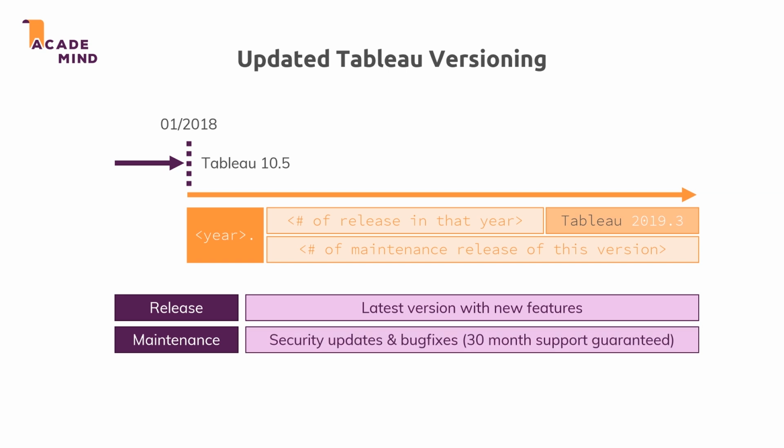A maintenance release is a bit different. Maintenance releases only add important security updates or bug fixes to your existing Tableau project. No new features are added here. This means if you don't want to update to the latest version of Tableau and you want to keep using your current version, this version will receive such maintenance updates for 30 months.